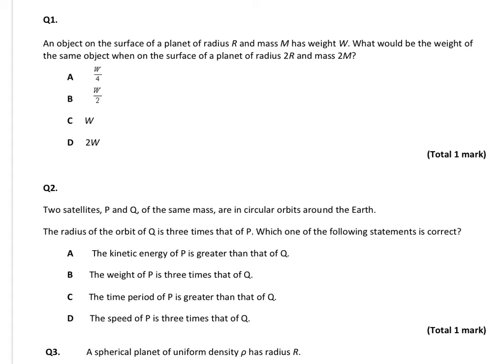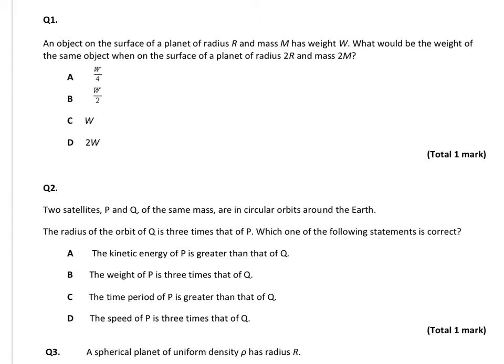So in this video I'm going to be looking at the multiple choice questions for the end of unit test on gravity and electric fields. So the first question is looking at, you've got an object on the surface of the planet of radius r and has a mass m, and the weight is w. What would the weight of the same object be on the surface of a planet of radius 2r and mass 2m?